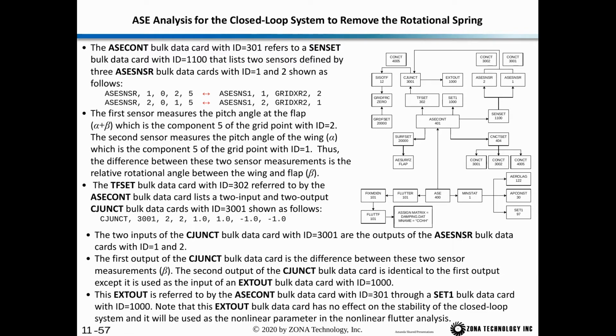So now we'll set up the closed loop system in the ZAERO input deck. So the ASE controller bulk data card represented here in the diagram refers to the SenSet bulk data card with ID 1100 over here that lists two sensors defined by three ASE sensor bulk data cards with ID 1 and 2 as shown here. And once again, we have both definitions, the old style ASE sensor definition, and then the new style ASE sensor 1 definition. I recommend using the new style ASE sensor 1 definition because it's easier to read.